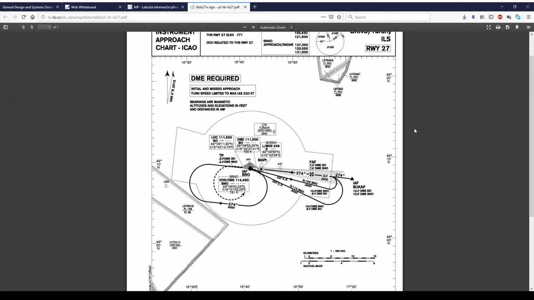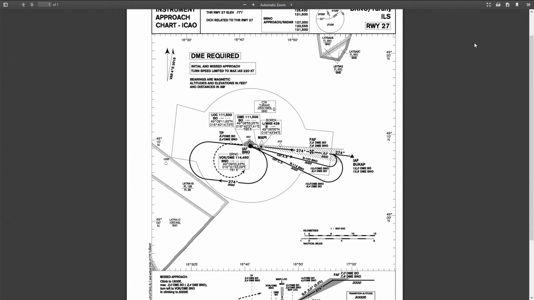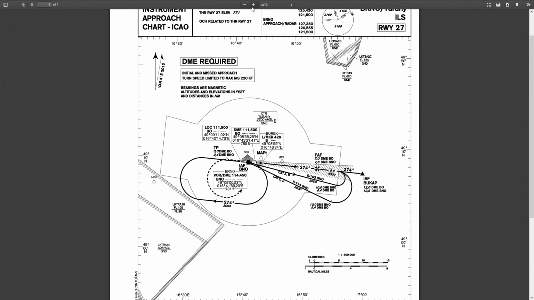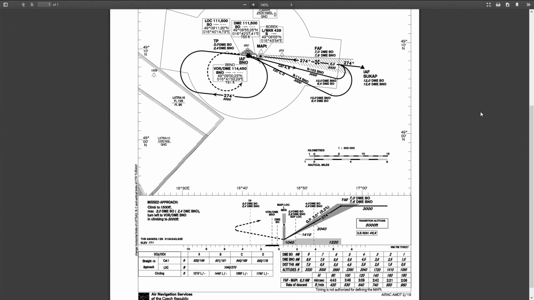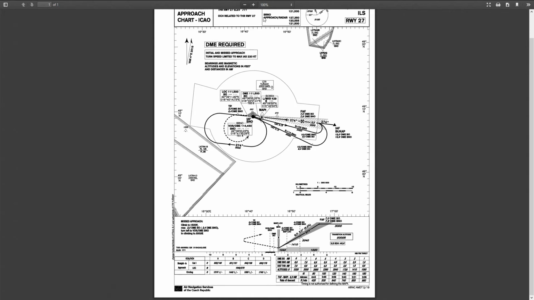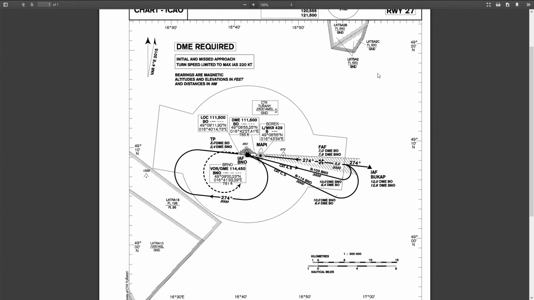So this is the instrument approach chart for the Brno Tuřany airport for the ILS procedure, which is the 3D procedure. That means you have, as you probably know, lateral and vertical guidance.